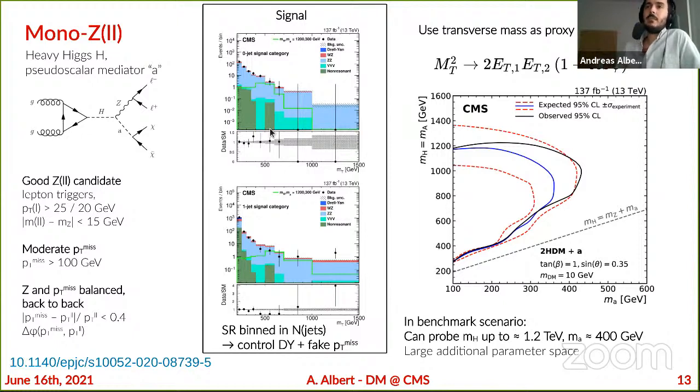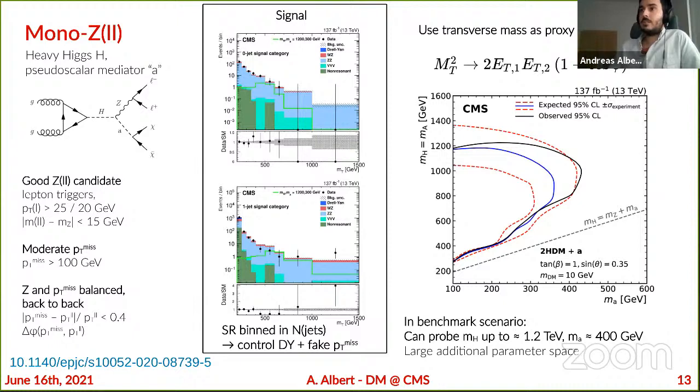And apart from the topology being different, the strategy here for background estimation is very similar to the hadronic search that I talked about before. Again, control regions, transfer factors, and so on. And the fit method is really very similar.